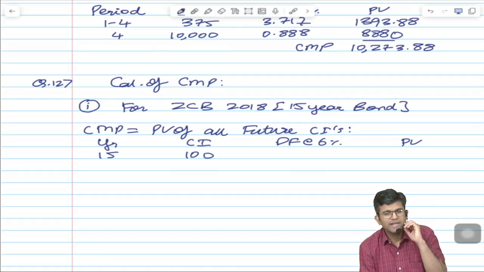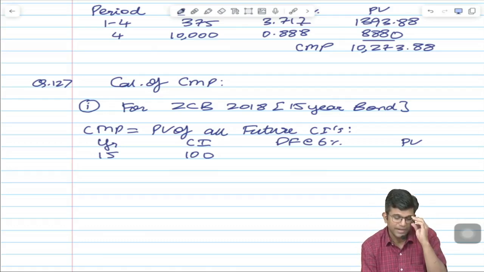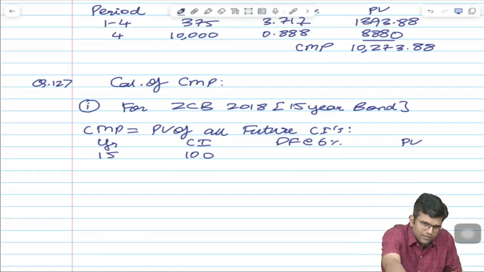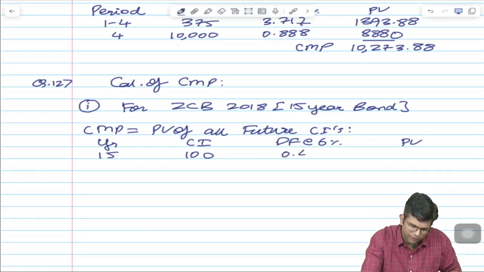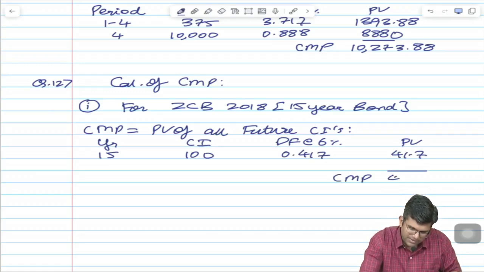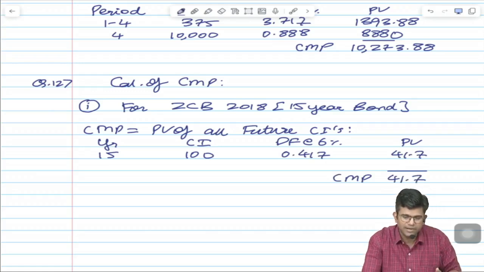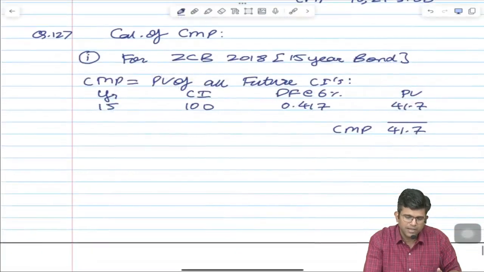We have not done any sum earlier on this, but I had explained this to you when we did point number D. Discounting factor. Okay, let's do it. 1 divided by 1.06, 15 times. 0.417, 41.7, and that itself is the current market price, that is 41.7. Everybody clear? Simple calculation, game over.